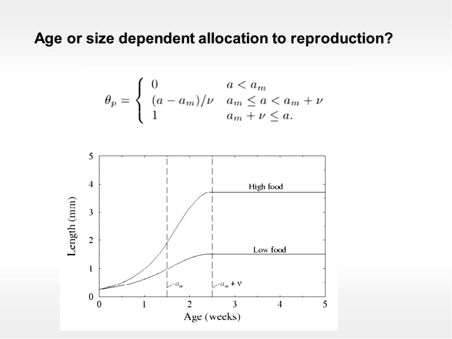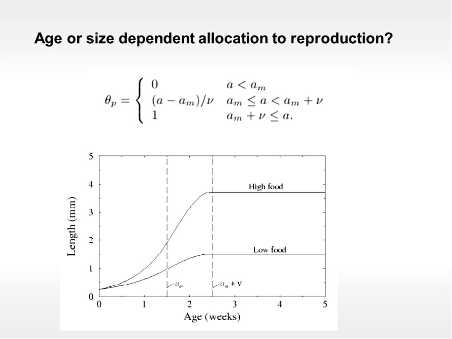I assumed in that previous model that a fixed fraction of net production went to reproduction. Suppose the fraction to reproduction depends on age or size. So a fish above a certain age essentially stops growing or slows down growth and puts more to reproduction, or a fish above a certain size slows down growth further than von Bertalanffy would say and allocates to reproduction.